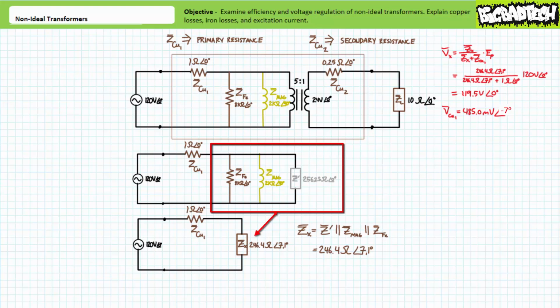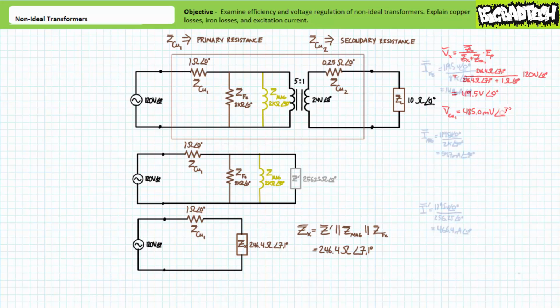Recall that the combined impedance ZX is the parallel combination of the resistor accounting for iron losses associated with eddy currents, the inductor accounting for both magnetizing current and hysteresis, and the reflected impedance. Given voltage across elements in parallel is the same, these three elements will all experience a voltage differential of approximately 119.5 volts at an angle of 0 degrees.